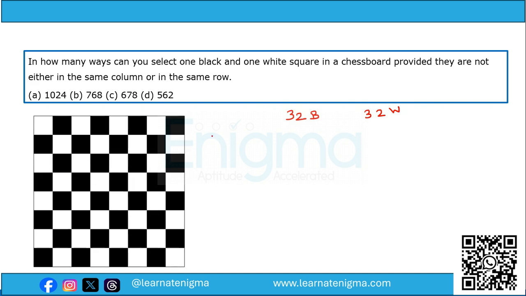Now, if we are selecting one black square first, out of 32 we are selecting one, so we can write it down as 32C1. Now, let's assume that we have selected this black square. Therefore, now the condition is that we cannot select the white square from the same column or the same row. So therefore, these white squares are eliminated.